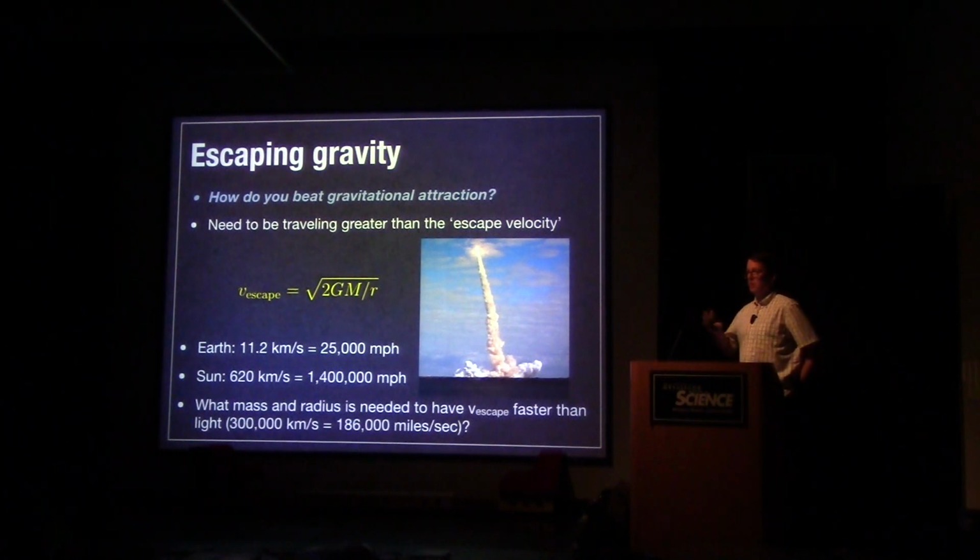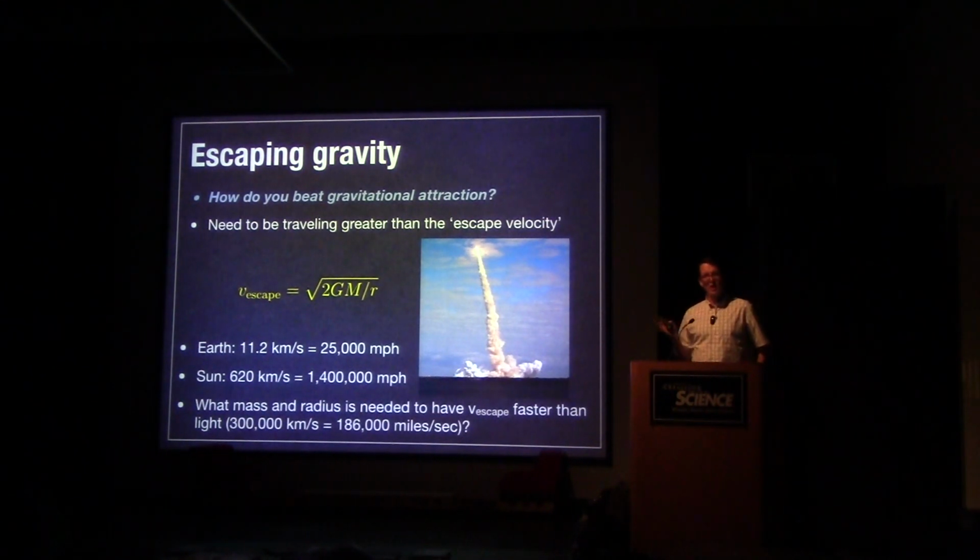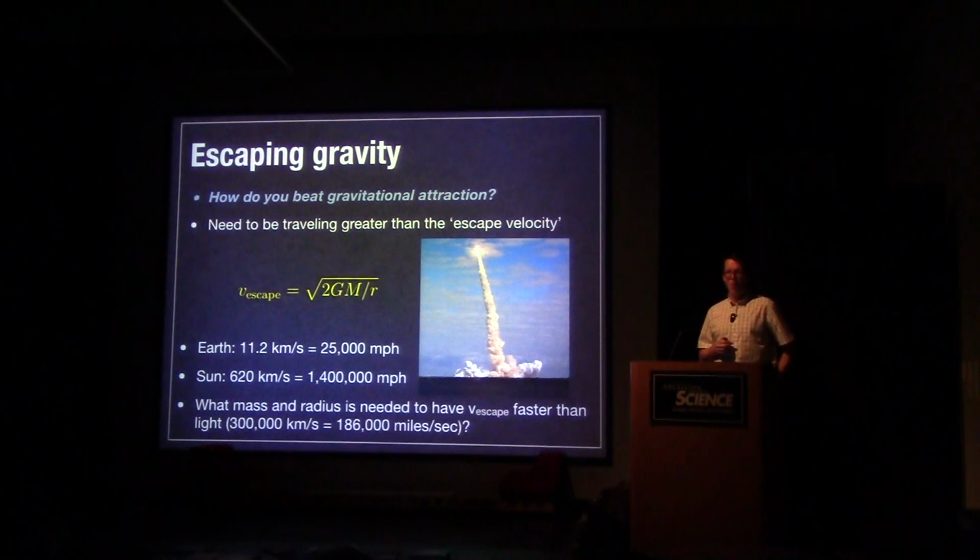So, we can plug the numbers in for Earth. You find that you have to travel at 11.2 kilometers per second to be able to escape from the Earth's surface and away from the Earth's gravity, which is 25,000 miles per hour. You can plug in the numbers for the Sun, and you get 1.4 million miles per hour.